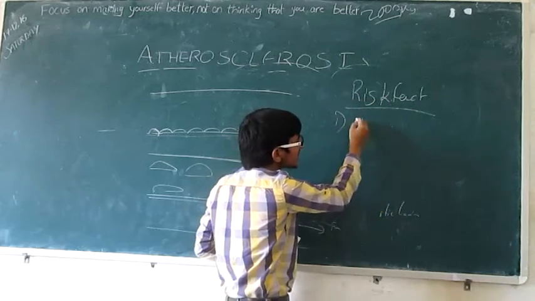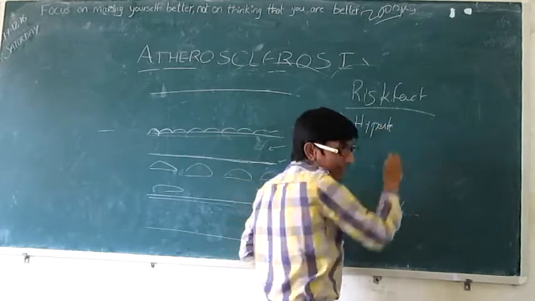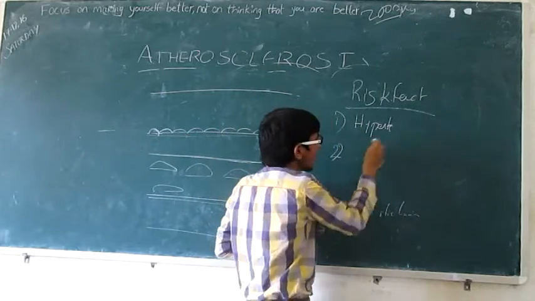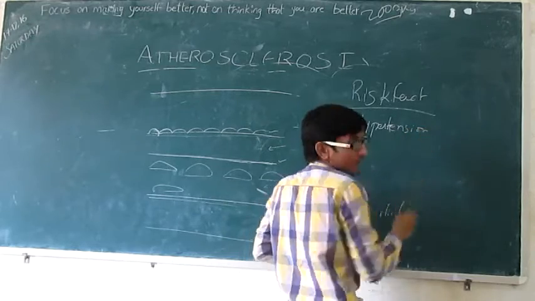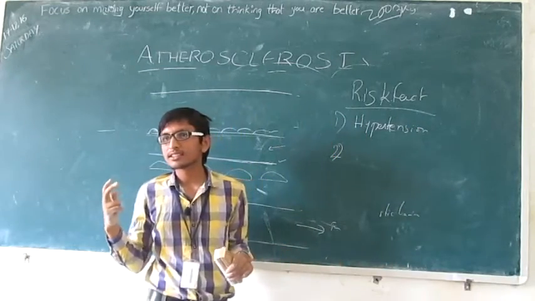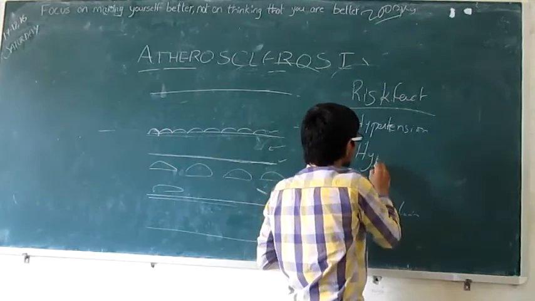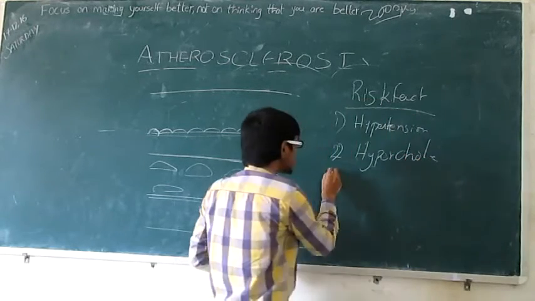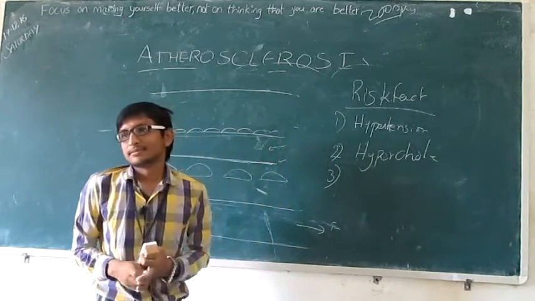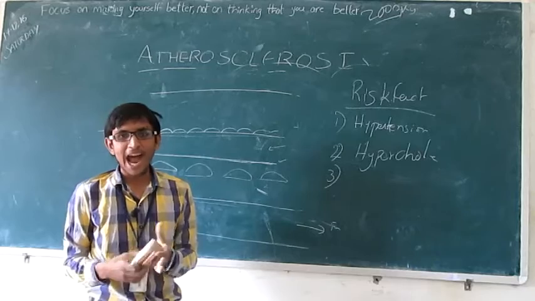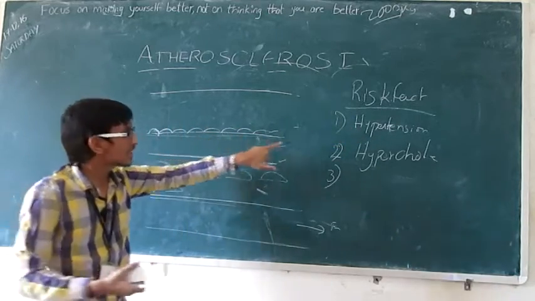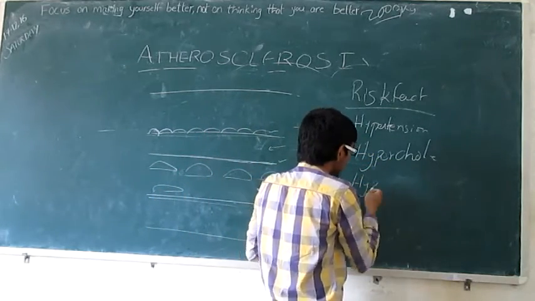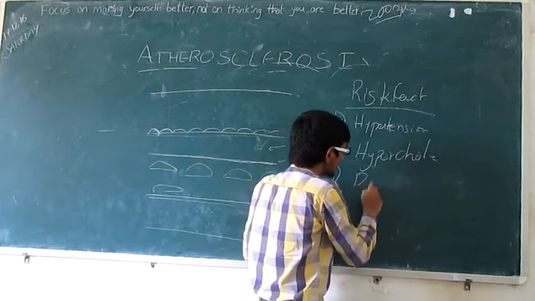The first risk factor is hypertension. I will tell you why this hypertension actually destroys your endothelial cells. The next risk factor is hypercholesterolemia. Anything that is hyper is going to destroy your endothelial cells. And the third risk factor is hyperglycemia. Anything that is hyper is going to damage your endothelial cells. One is hypertension, hypercholesterolemia, hyperglycemia, or rather I put diabetes mellitus.